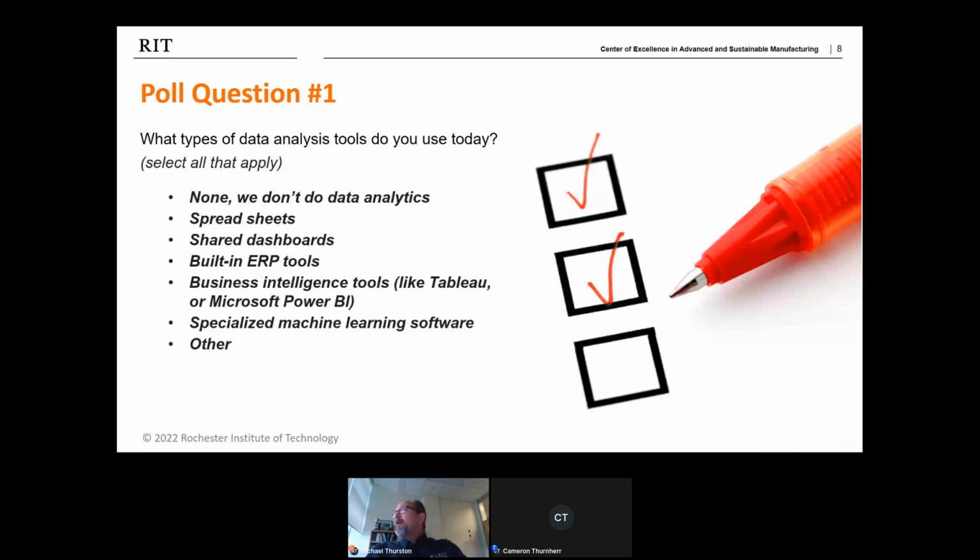So not surprisingly, spreadsheets is towards the top. We use those heavily, and those are good tools. It's good to see that some people are using shared dashboards and built-in ERP tools. We do have a couple of votes for we don't do data analytics. And data analytics can be done at many different levels. So I'm sure there's some business analytics that you're doing today, but maybe not at the level we're going to talk about here. So thanks for answering that poll.